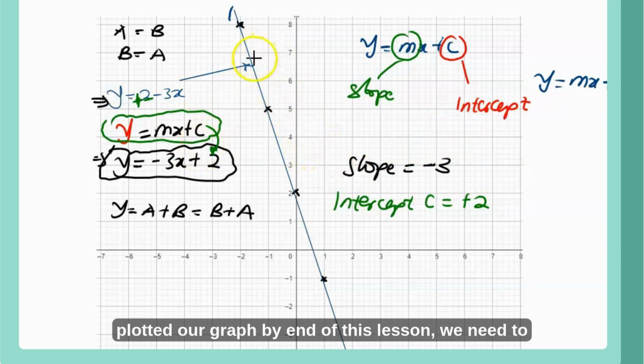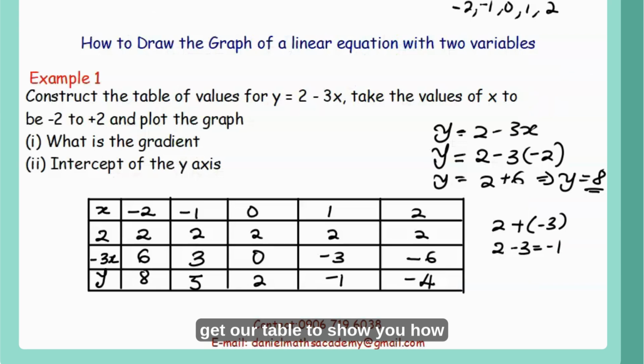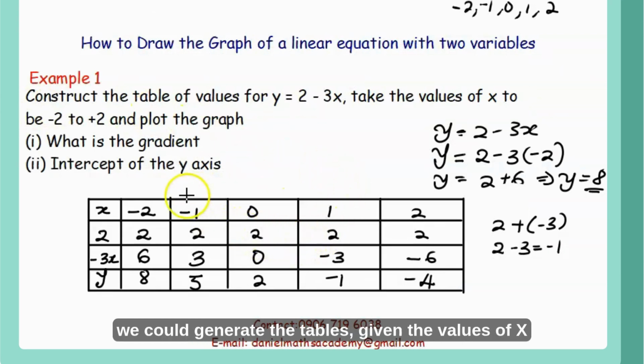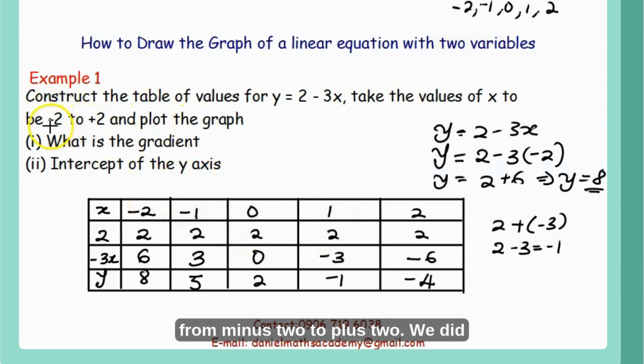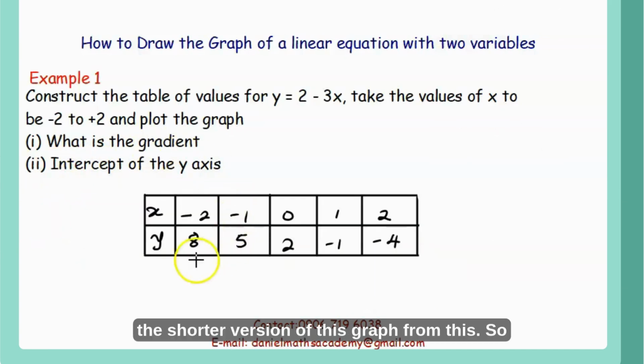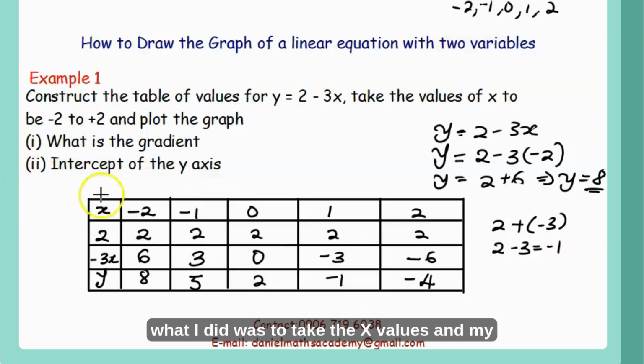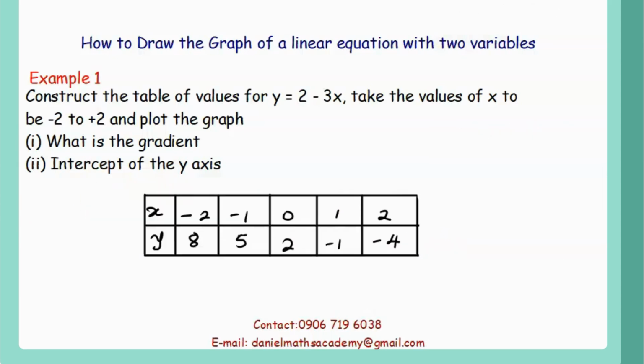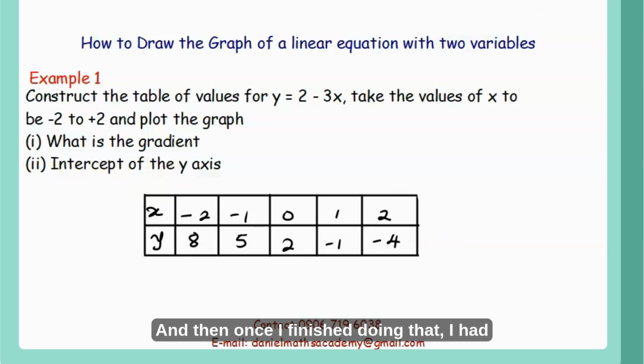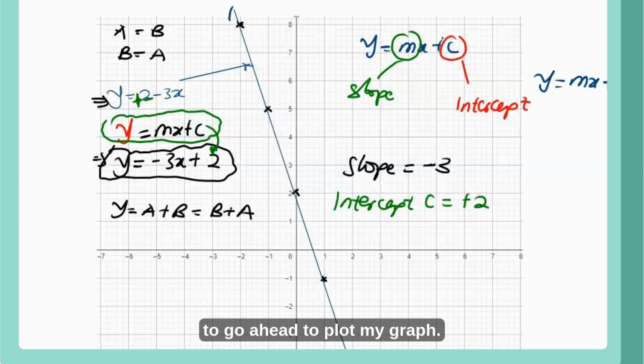So we've plotted our graph. By the end of this lesson, we've been able to get our table, to show you how we could generate the tables given the values of x from minus 2 to plus 2. We did that from here, and then we went ahead to fill in the tables. Then I took the x values and my y values, and once I finished doing that, I went ahead to plot my graph.